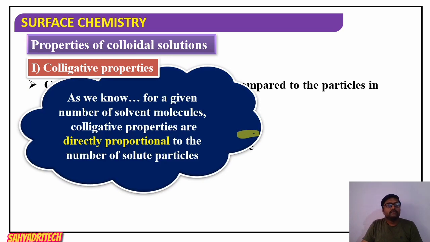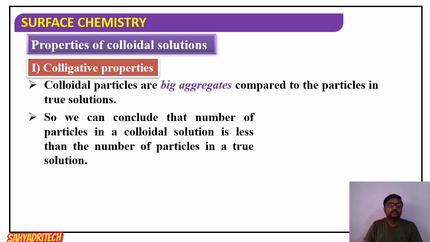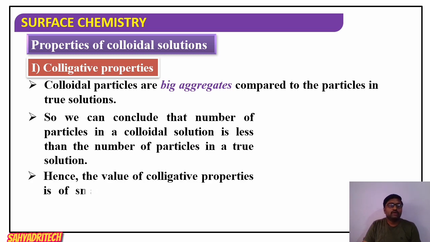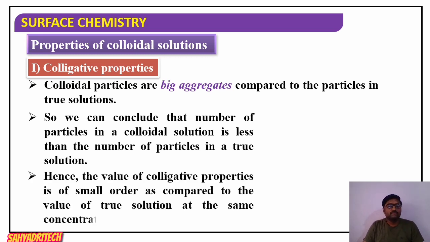Now we know, what about colligative properties? For a given number of solvent molecules, colligative properties are directly proportional to the number of solute particles. Means, if solute particles are more, what about the colligative property? Its value is also more. So, hence, what conclusion can we draw? The value of colligative properties is of small order on comparison with true solutions, as compared to the value of true solutions.